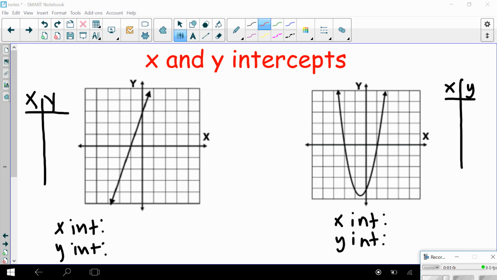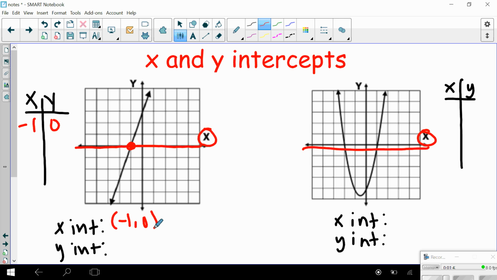If you're asked to identify the x and y intercepts of a linear or quadratic function, you need to first be able to identify where is my x-axis and where is my y-axis. An x-intercept is simply where the graph crosses your x-axis. So if you look, this graph crosses my x-axis at -1. So to create the x-intercept, I put a -1 under the x. The empty spot becomes a 0, so my x-intercept is (-1, 0).